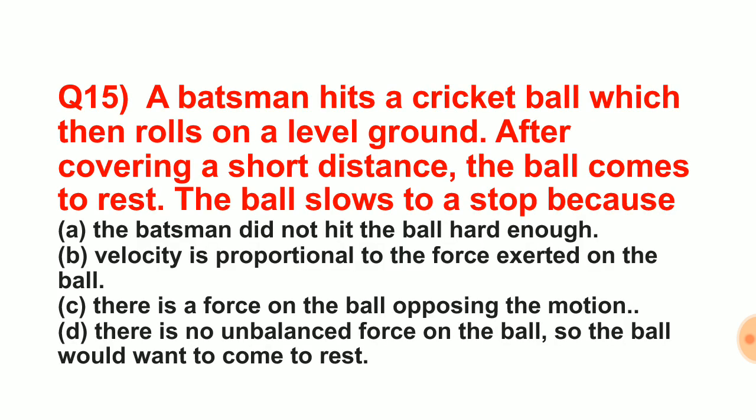Now let us see question number 15, the last question. A batsman hits a cricket ball which then rolls on level ground. After covering a short distance, the ball comes to rest. Why is it coming to rest? The question is asking the reason why the ball stops after rolling some distance. The correct answer is that there is a force on the ball opposing the motion. That is the force due to friction from the ground, so the ball comes to rest.